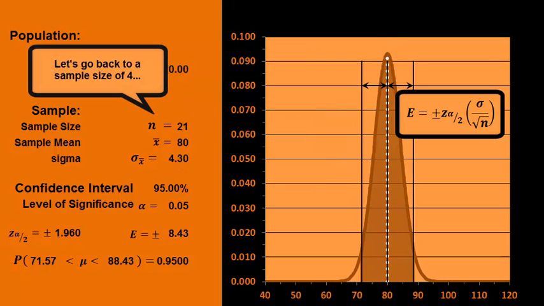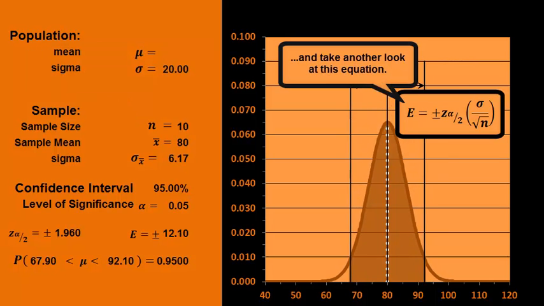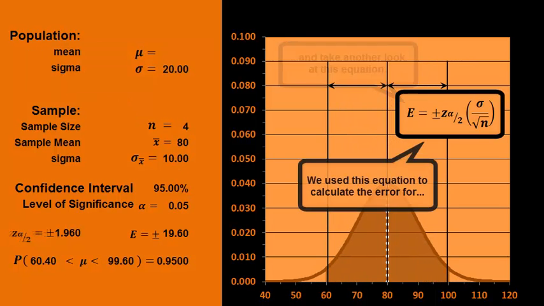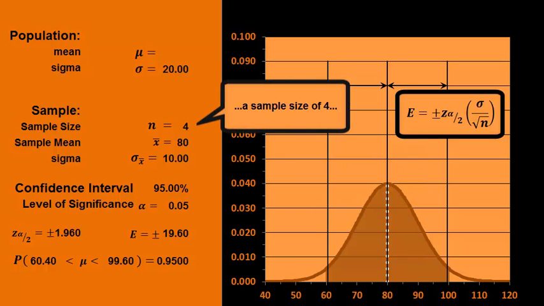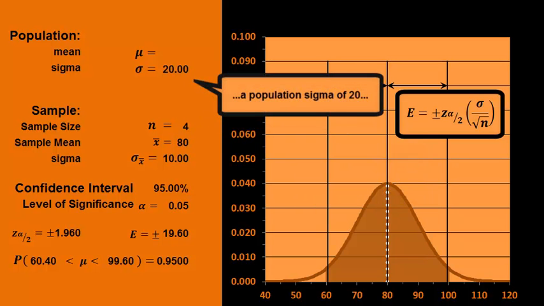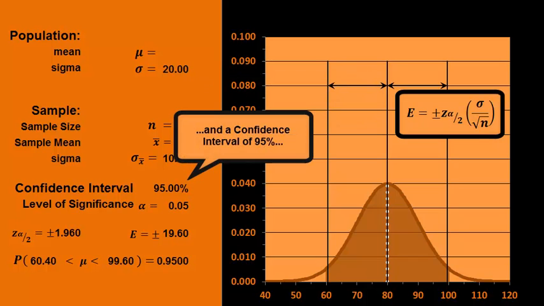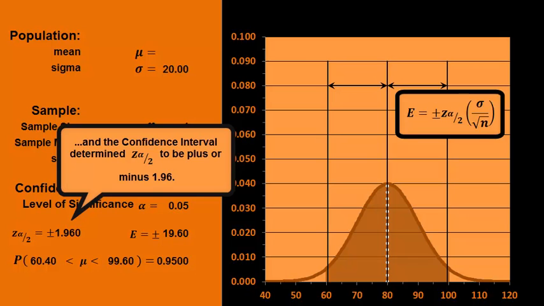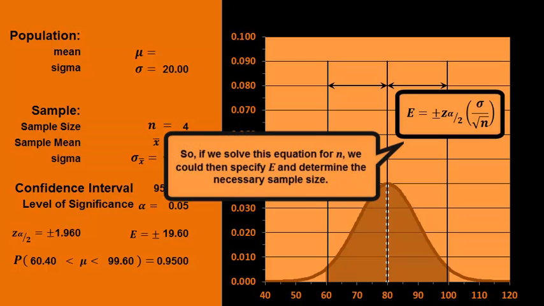Let's go back to a sample size of 4 and take another look at this equation. We use this equation to calculate the error for a sample size of 4, a population sigma of 20, and a confidence interval of 95%, and the confidence interval determined z of alpha over 2 to be plus or minus 1.96. So, if we solve this equation for n, we could then specify E and determine the necessary sample size.